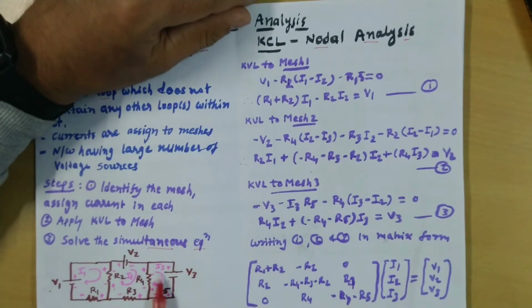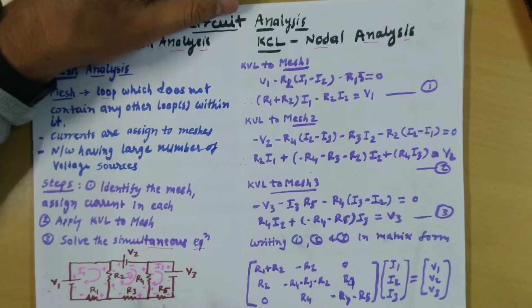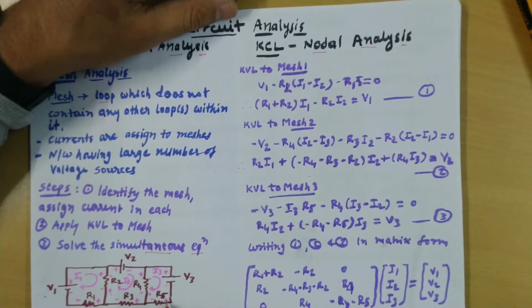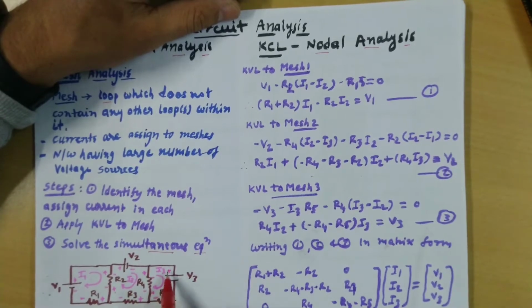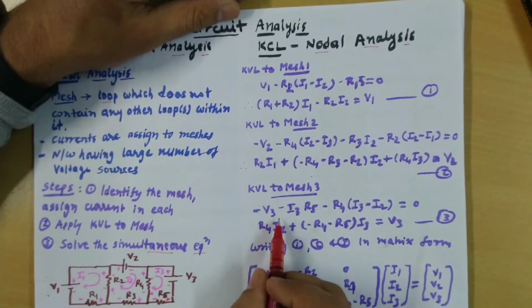Now if we apply KVL to mesh 3, we will consider the direction of the I3. So I3 is flowing in clockwise direction, that's why it will enter from this side and exit from this side in R5. That's why this is positive and this is negative. It is going down to up, that's why this is positive, negative, and V3 is having positive terminal and negative terminal. So if we move in clockwise direction, positive to negative, that's why this is minus V3.